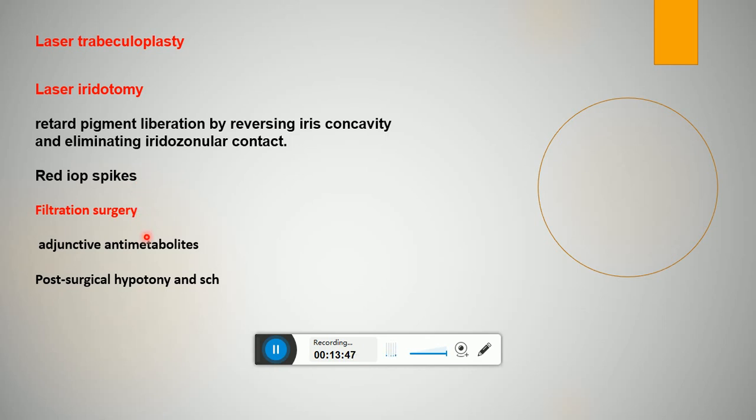Filtration surgery is indicated more commonly than in primary open-angle glaucoma. The use of adjunctive antimetabolites improves surgical outcome, particularly in younger patients in whom there is a risk of failure. So antimetabolites improve surgical outcome. Post-surgical hypotony and suprachoroidal hemorrhage are more common in young patients with myopia.